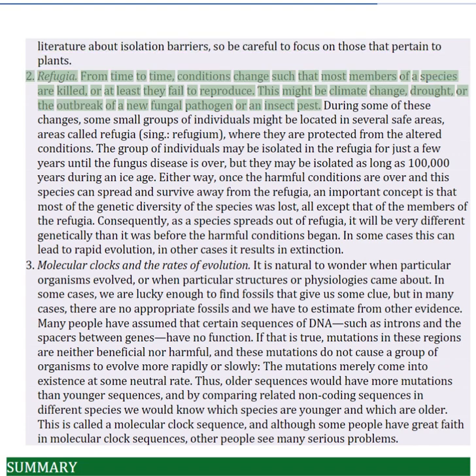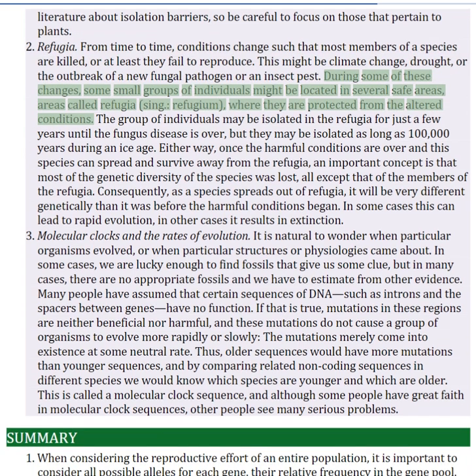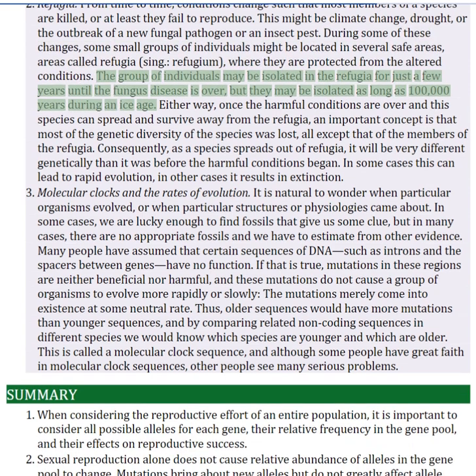2. Refugia. From time to time, conditions change such that most members of a species are killed, or at least they fail to reproduce. This might be climate change, drought, or the outbreak of a new fungal pathogen or an insect pest. During some of these changes, some small groups of individuals might be located in several safe areas called refugia, where they are protected from the altered conditions. The group of individuals may be isolated in the refugia for just a few years until the fungus disease is over, but they may be isolated as long as 100,000 years during an ice age.